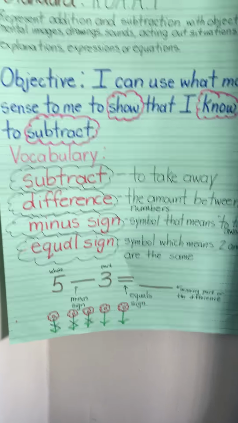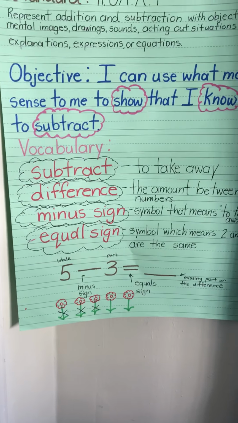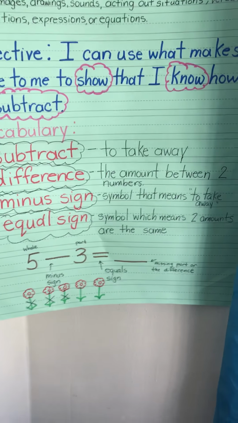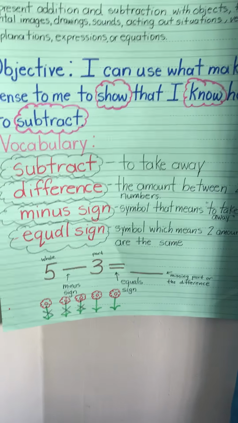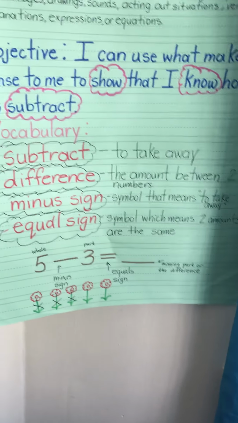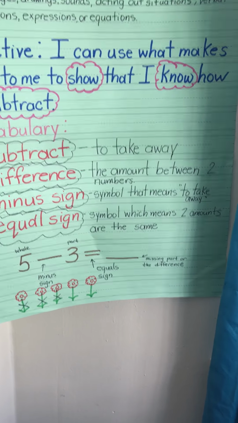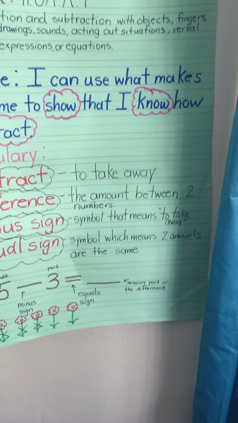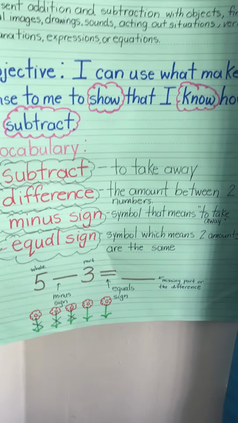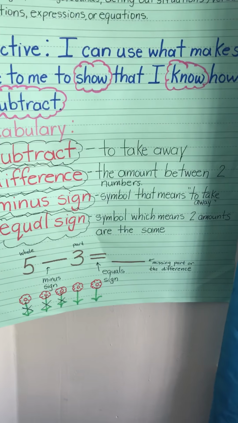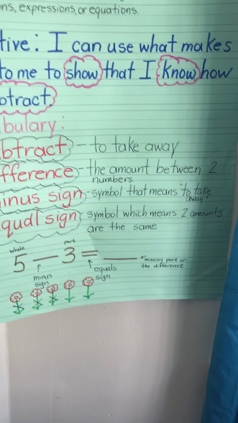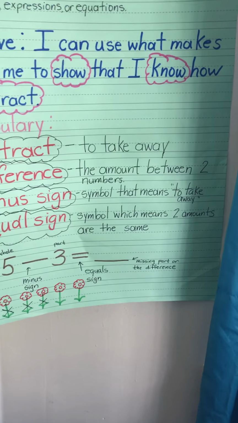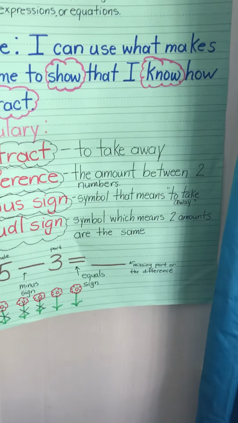So today our vocabulary is subtract. Subtract means to take away. Difference. Difference is the amount between two numbers, or you can also say the distance between two numbers, okay? Minus sign. It's a symbol that means to take away. Equal sign. Equal sign is a symbol which means two amounts are the same.